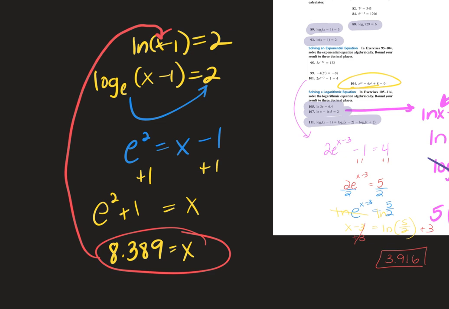How do you know when to change ln to log base e? If it's on both sides of the equal sign, you just get rid of ln. But if you only have one ln, and it's a solving, you have to convert it to log base e.